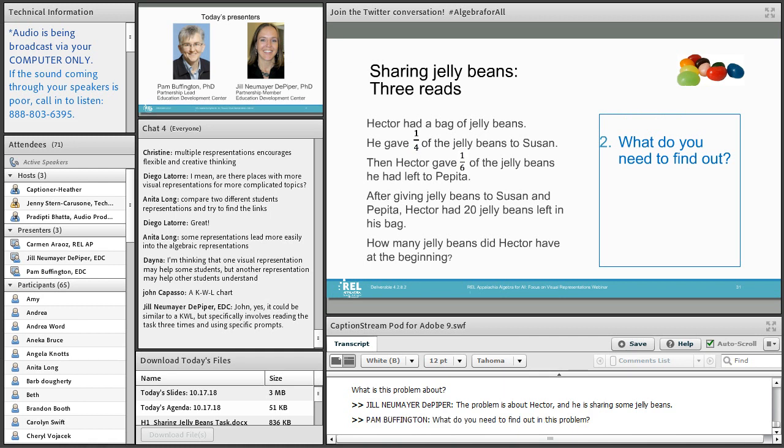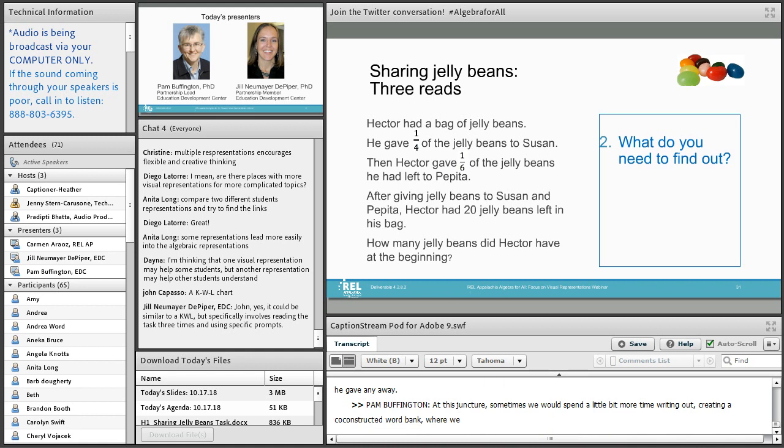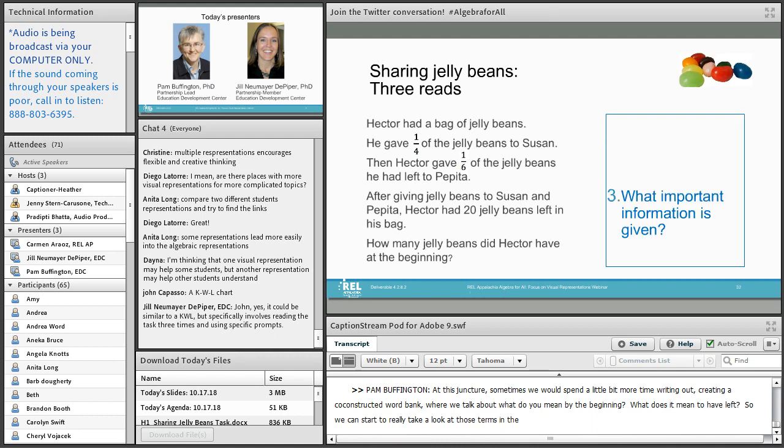What do you need to find out in this problem? Well, we're trying to find out how many jelly beans Hector had at the beginning before he gave any away. At this juncture, sometimes we would spend a little bit more time writing out, creating a co-constructed word bank where we talk about what do you mean by the beginning? What does it mean to have left? So we can start to really take a look at those terms in the process.